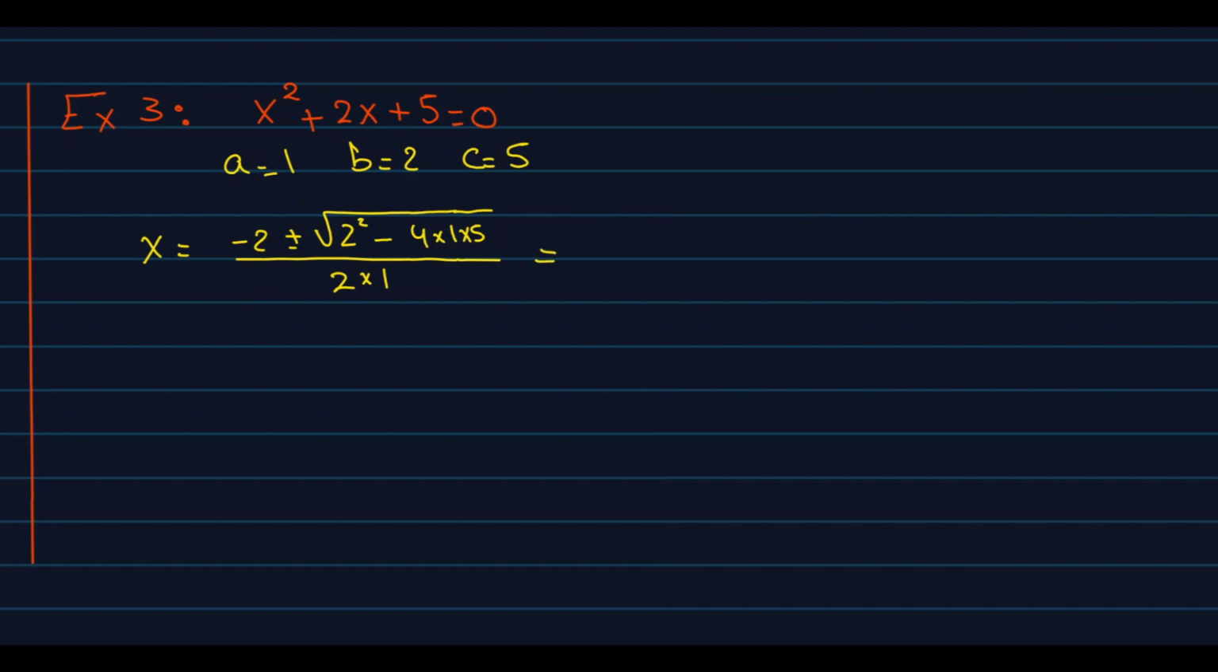So from here we can say that we are having negative 2 plus or minus square root of 2 power 2, which is equal to 4, minus 2 times 1 times 5, which is equal to 20, over 2 times 1, which is equal to 2. So you are gonna have negative 2 plus or minus root 4 minus 20, which is negative 16, and from here you can see what actually do we have. So we're gonna have a square root of negative something, whatever this thing is. This means that we're gonna have a complex root or non-real root.